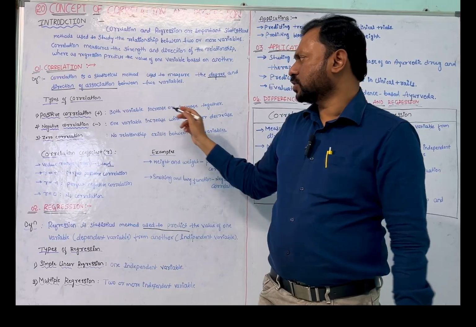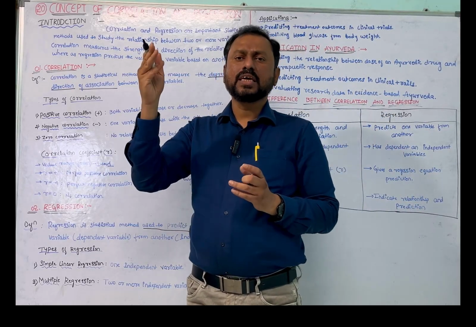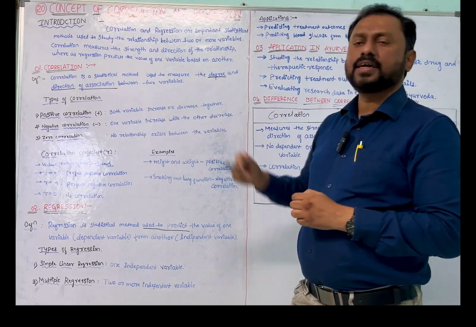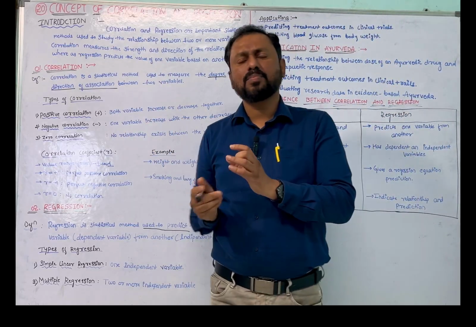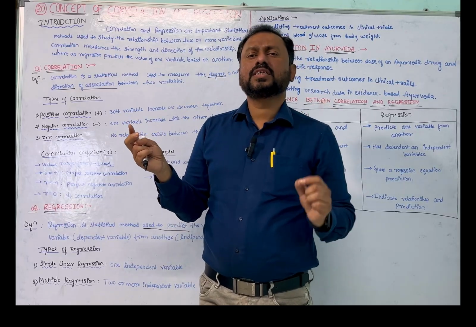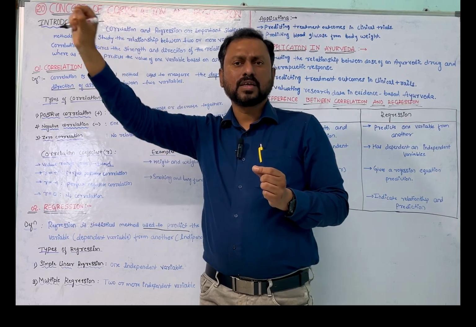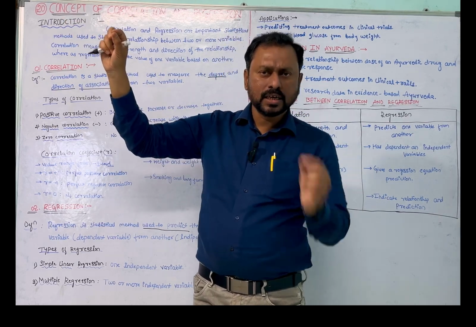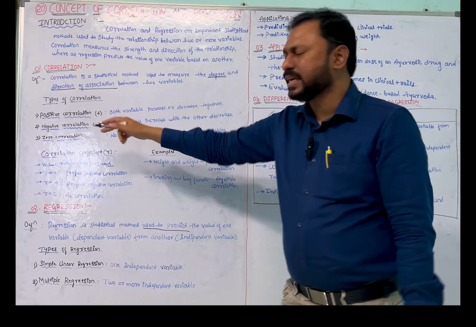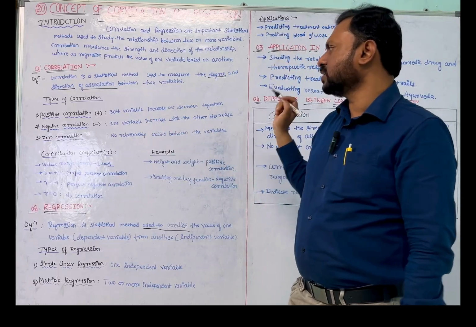Next, negative correlation. Negative means if one variable increases, the other decreases. A very good example is smoking: if the number of cigarettes smoked increases, then lung capacity or lung function decreases. That is negative correlation. This type of relation is called negative: one variable increases, the other decreases.